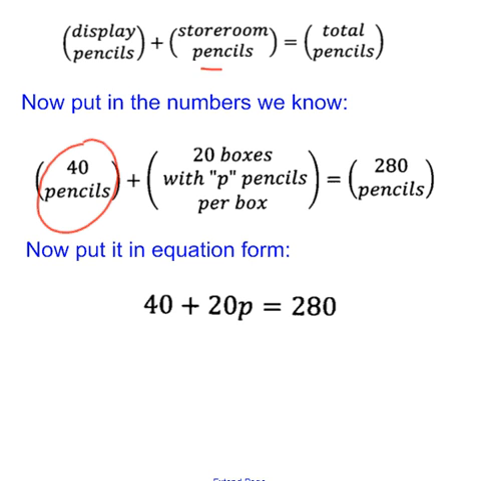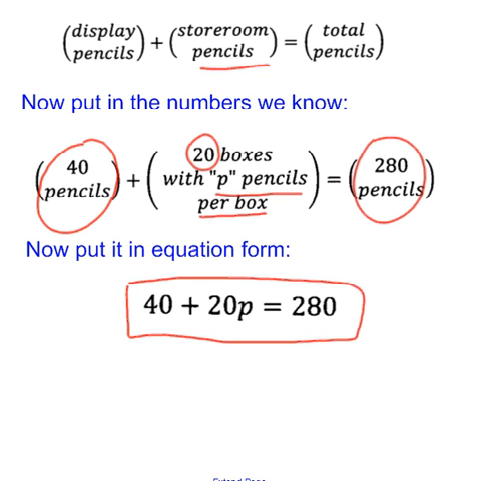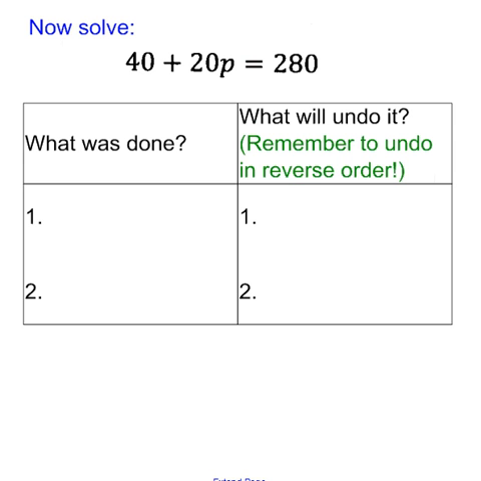The storeroom pencils, we don't know how many of those are, but we know it's 20 boxes. And remember, we decided to call our variable P the number of pencils per box. So we know we have 20 boxes with P pencils in each box. And then the original problem statement also said we have a total of 280 pencils. So now we're going to make that into our full algebraic equation: 40 plus 20p equals 280.